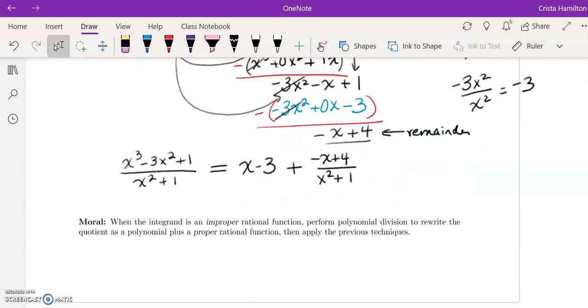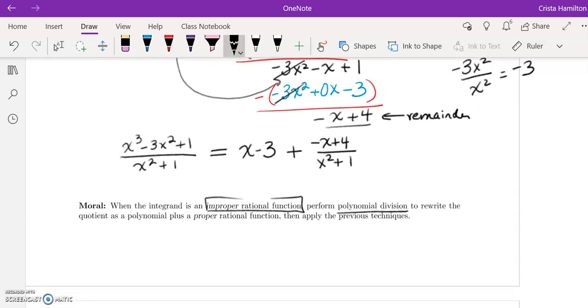Now, once you get that, okay, so we have taken our improper rational function, we did polynomial division on it, we rewrote it as a polynomial plus a proper rational function, which just means that the degree on the bottom is larger than the top. And now we're essentially going to apply the techniques that we had. So we're going to integrate this x cubed minus 3x squared plus 1 over x squared plus 1 dx. Instead, we're going to integrate the x minus 3 plus negative x plus 4 over x squared plus 1 dx.